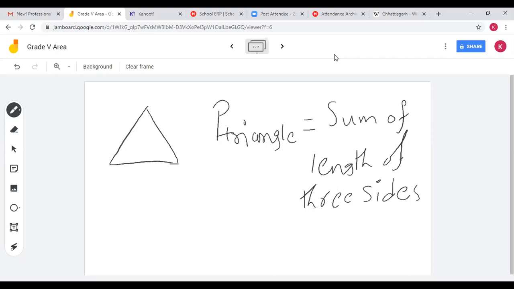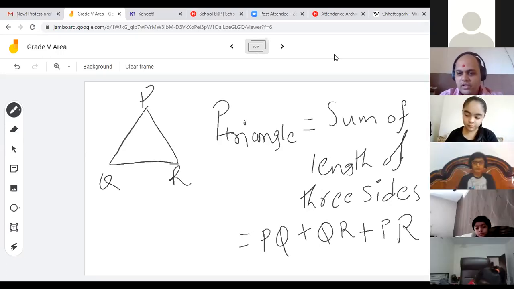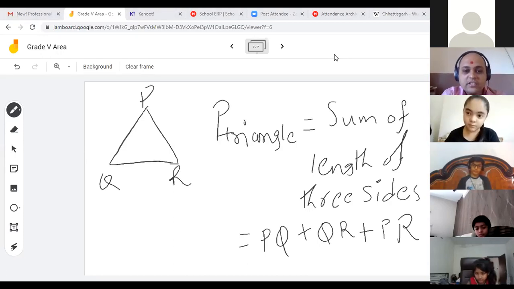So if this is P, Q, and R, then the perimeter of the triangle will be PQ plus QR plus PR. Very easy. Perimeter is the easiest part. You just have to add all the sides. Yes, this one you have to write: perimeter of triangle. Come on, do it quickly.